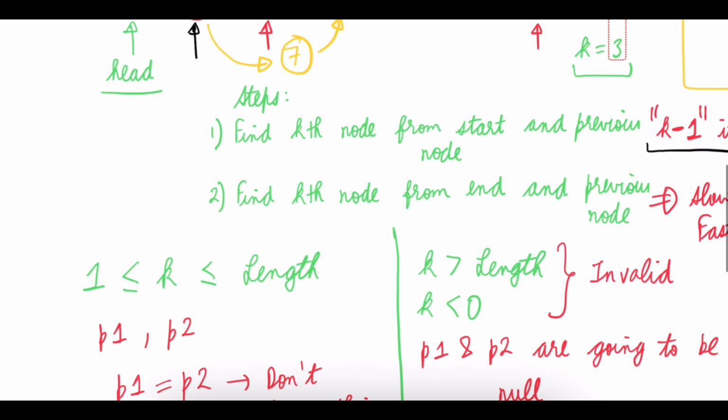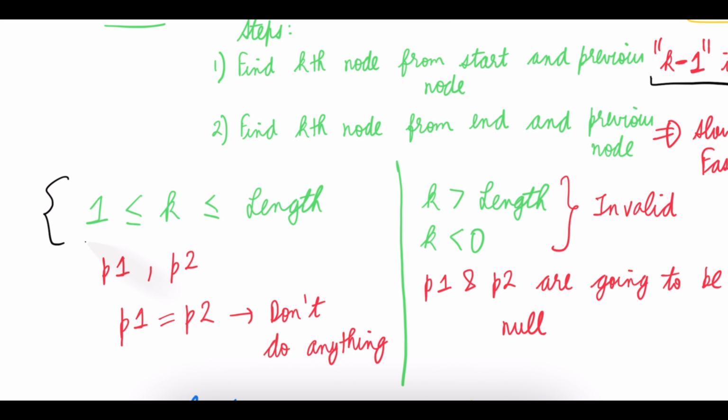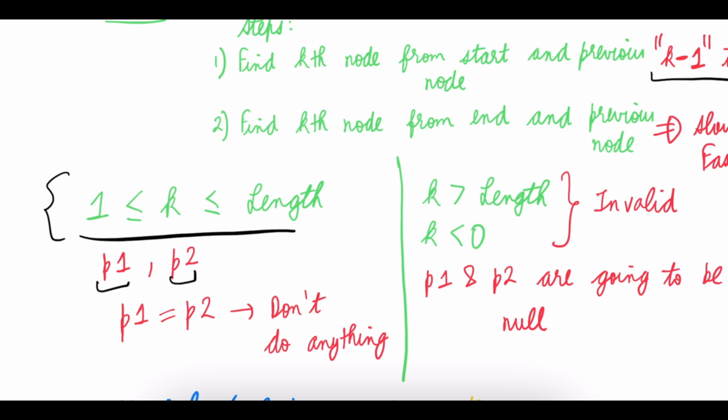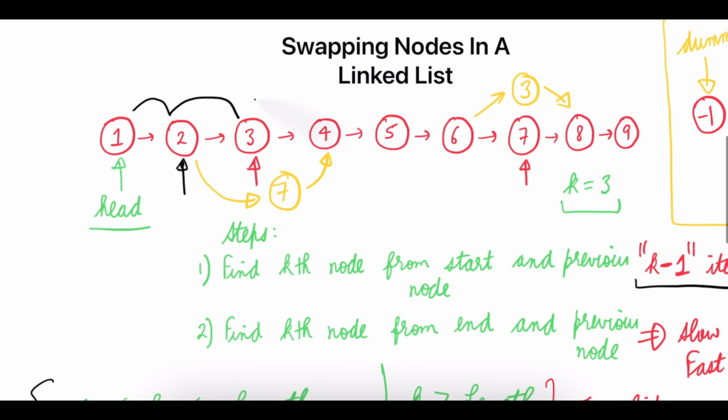Also, the range of k is from 1 to length. So k is greater than or equal to 1 and less than or equal to length. Because if k is in this range, then p1 and p2, where p1 is the kth node from the beginning and p2 is the kth node from the end, are going to be non-null. And if k is greater than length or k is less than 0, then p1 and p2 are going to be null, and these will be invalid cases, so we don't need to worry about these cases. So let me call this node 3 as p1 and my node 7 as p2.